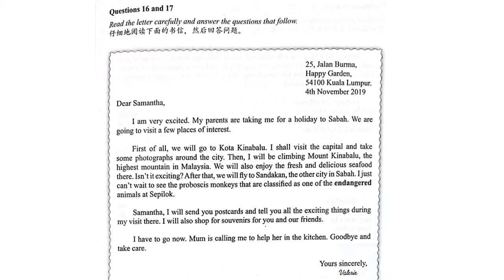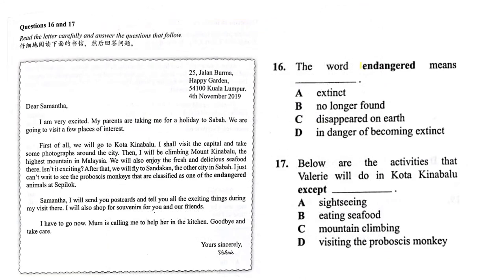Okay, we will look at this one later. Read the letter carefully and answer the question. Okay, for number one, the word endangered. Endangered here means in danger of becoming extinct. Extinct means gone, like the dinosaur. We don't have dinosaurs anymore. We don't have dragons anymore. Endangered is like our sea turtle, our orangutan, our tiger, our elephants. All of that are in danger of becoming extinct. Almost gone. That's the meaning. No longer found, disappeared on earth. All these three, A, B, C, are the same meaning.